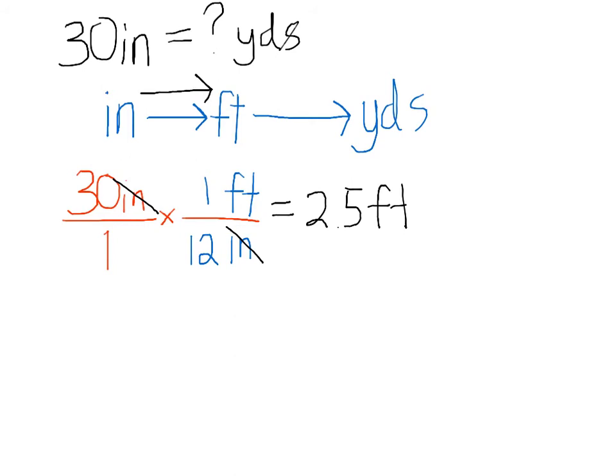So we are right there right now. We're right here. We're at feet. So now we got to take this 2.5 feet and convert it into yards. So let's do a different color. And green. So start a whole new, put it over 1, multiply, feet on the bottom, because we want it to cancel out, and yards at the top.